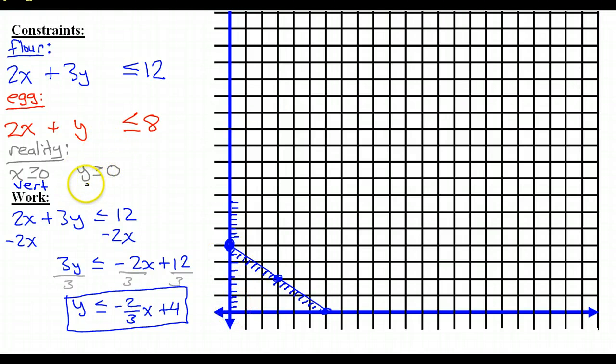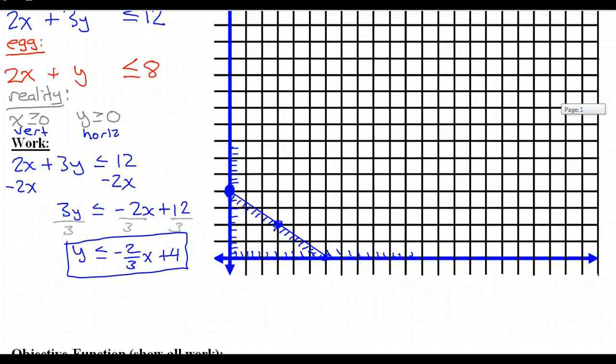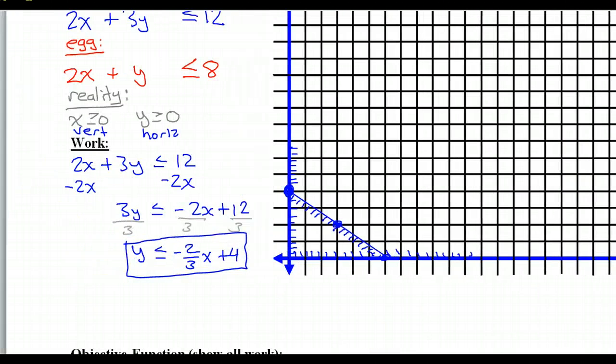And this y equals 0 would be a horizontal line. So this is really the x-axis. And this greater than 0 business means we have to stay above it like this. So far we're inside this triangle. So whatever else we do is going to have to be inside this triangle. But let's go ahead and do the egg constraint. And I'll switch to red so everyone can follow easily.